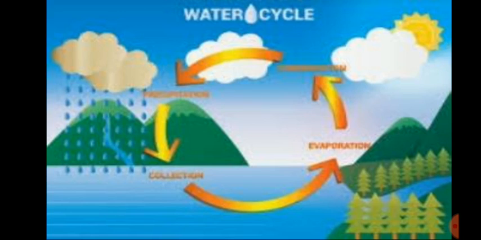When clouds become heavy and cannot hold the water droplets anymore, they fall back on the earth as rain. This process is called precipitation. This whole process continues, and this circulation of water is known as the water cycle. Children, the change of water into water vapor and back to water in nature is called the water cycle.